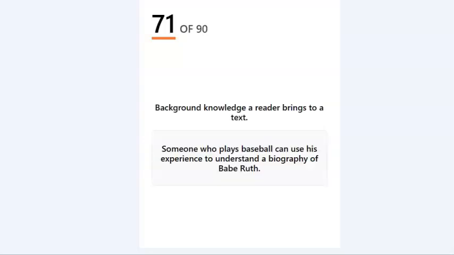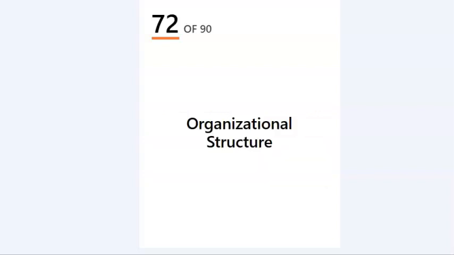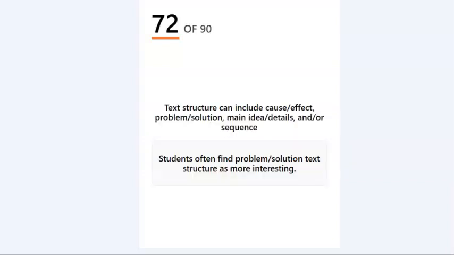Schema when reading: background knowledge a reader brings to a text. Someone who plays baseball can use his experience to understand a biography of Babe Ruth. Organizational structure. Text structure can include cause and effect, problem solution, main idea and details, and/or sequence. Students often find problem solution text structure more interesting.